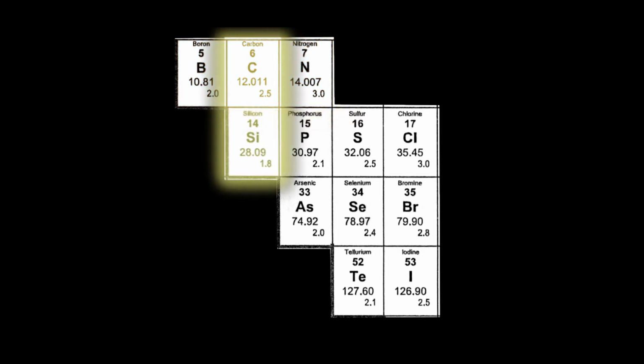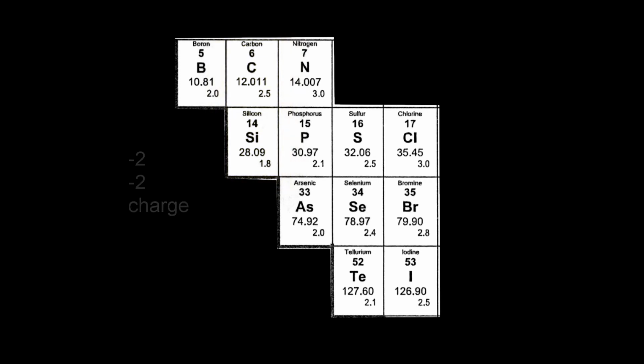And finally silicate, right below carbonate, has the same charge. Both are at -2. And there you have it. We fully constructed our oxoanion table.